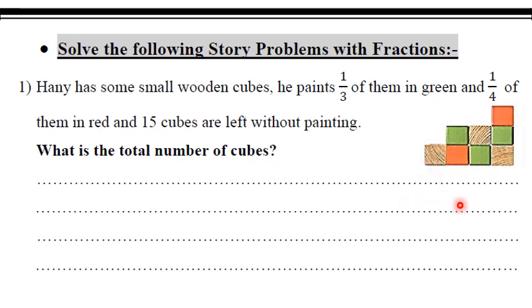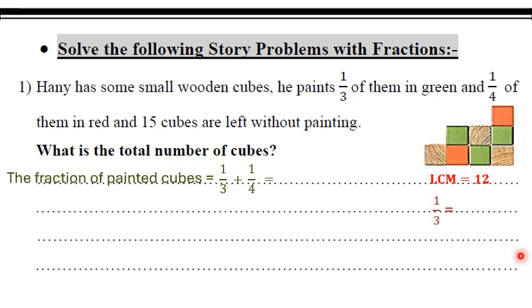First of all, we have to get the fraction of painted cubes. So I'm going to make 1 over 3 plus 1 over 4. Here they are unlike denominators. So let's get the LCM for 3 and 4. The LCM is 12.